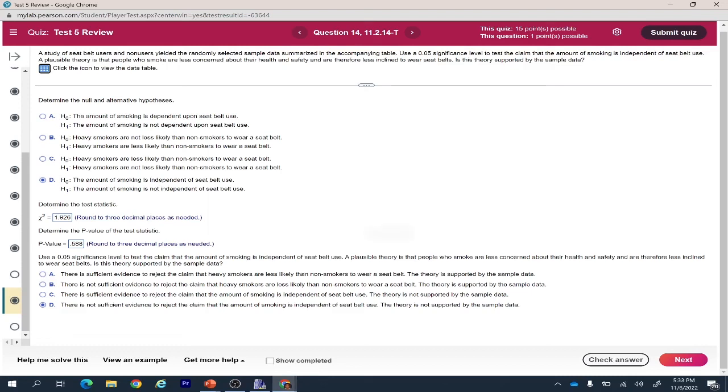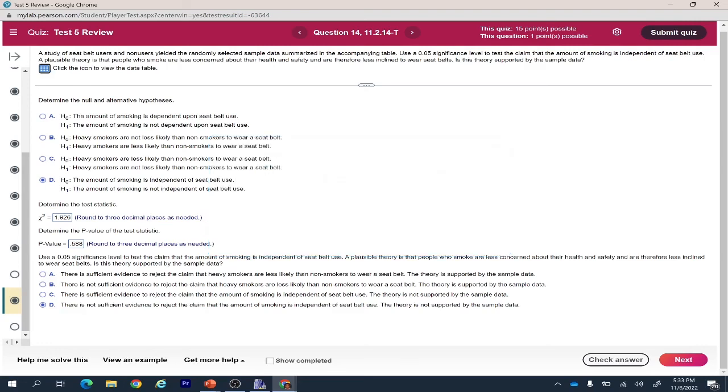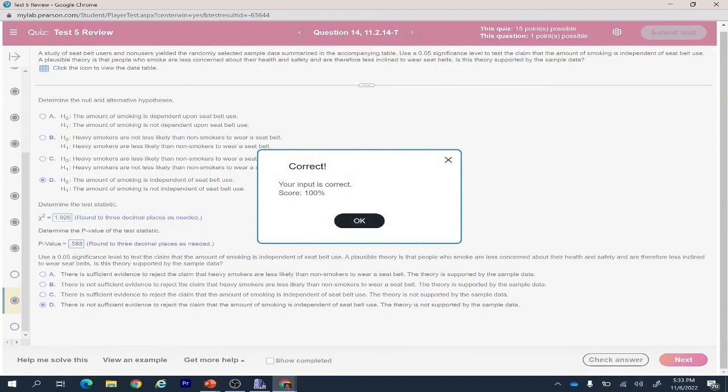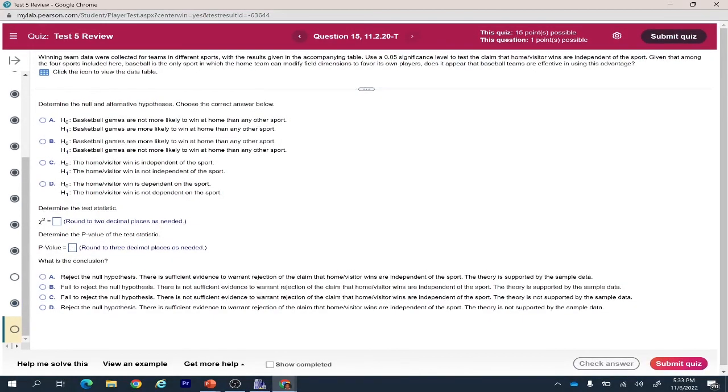But if you look at the sample data here, this data supports something else, but we don't care. Based on our p-value, we fail to reject our null hypothesis. So there is not sufficient evidence to reject the null hypothesis. Okay, the next problem is very similar to the previous problem, so I'm going to skip this problem here.